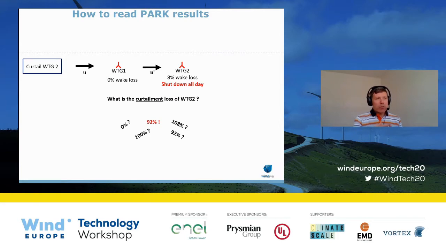In other words, we prioritize the wake losses. This turbine, with that wind speed, due to the presence of number one, will have 8% wake losses. But since we shut down the machine for the entire period, the remaining 92% is what we lose due to that curtailment. And that is indeed the curtailment loss provided by windPRO in such a scenario.